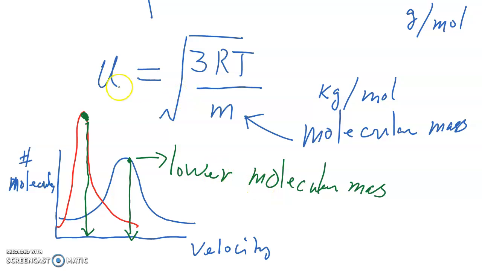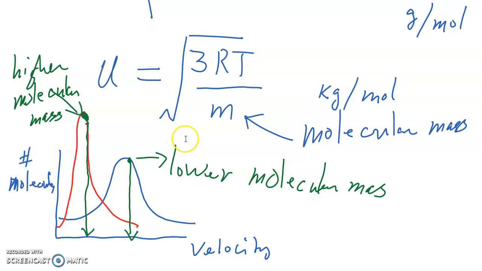If you look at this formula, if the velocity is higher, that means this number is lower. Likewise, over here, it has a lower velocity. That means the red curve will have a higher molecular mass, or molecular weight. All right.